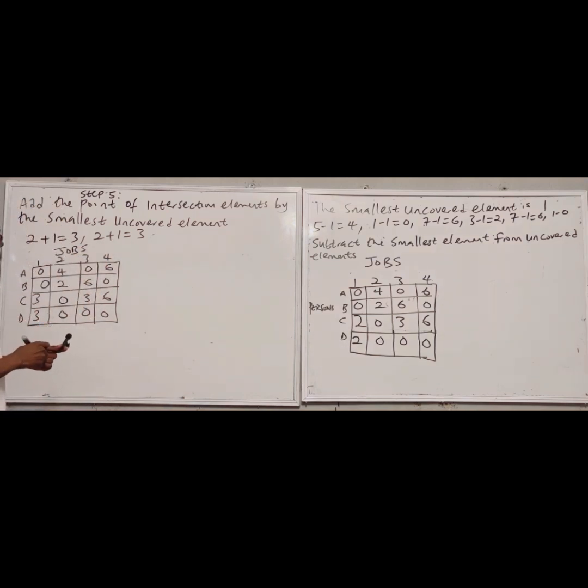Now the next step for me, step 6, is to draw my minimum line. That is, to cover all the zeros.